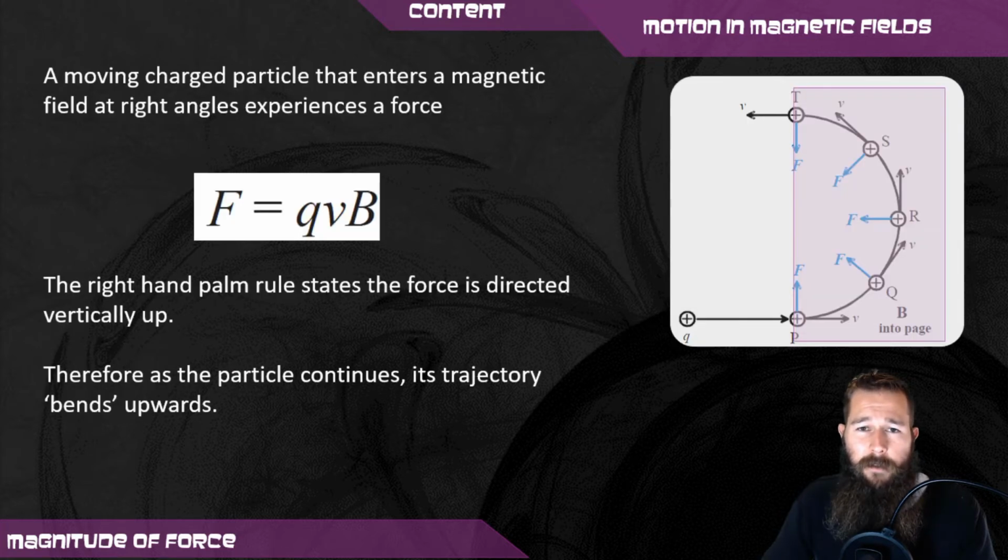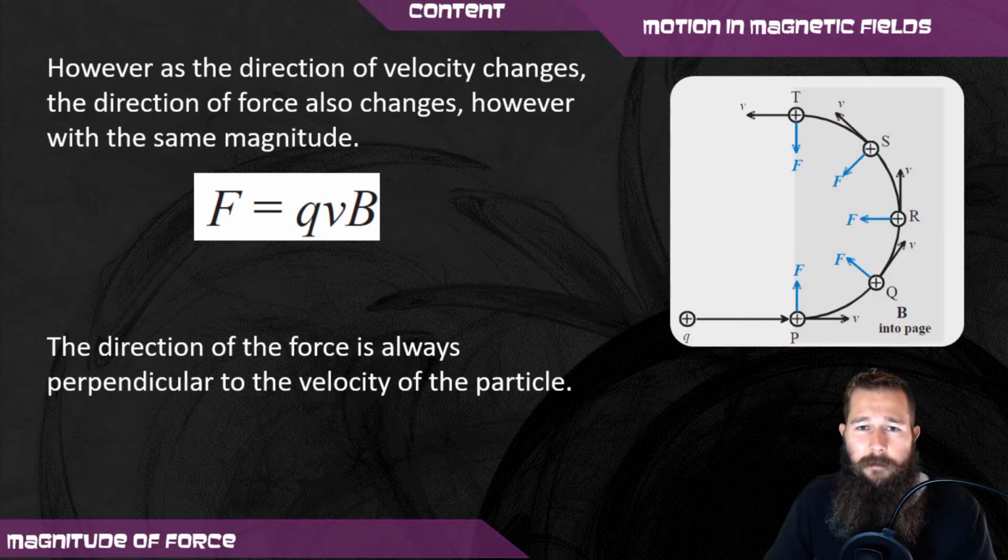So that previous equation, we were looking at a current element when we've got charged particles moving through a wire. However, if the charged particle is not moving through a wire, it can still experience a force given by the equation on the screen. We still use the right-hand palm rule. However, what happens in this situation, as the force is applied on that particle, it shifts its velocity vector slightly.